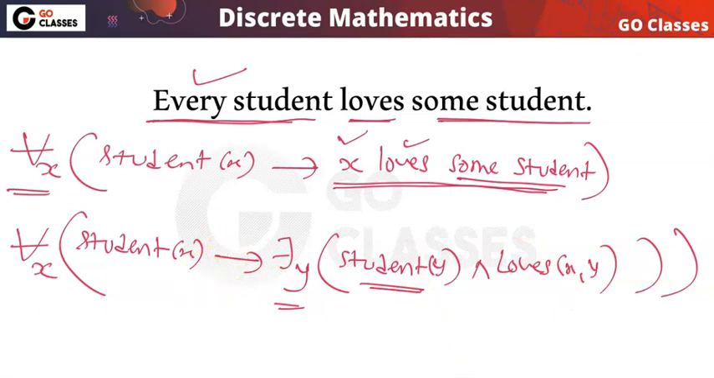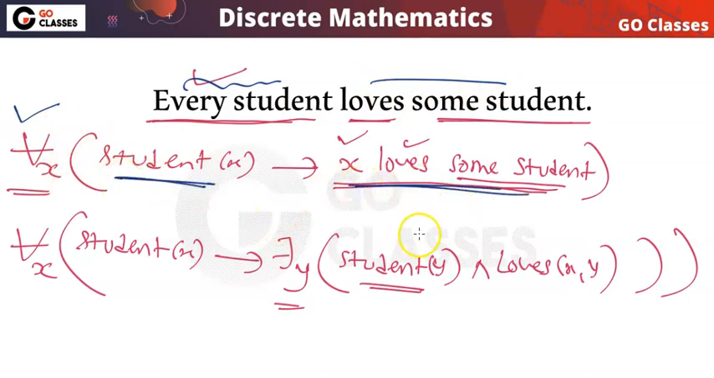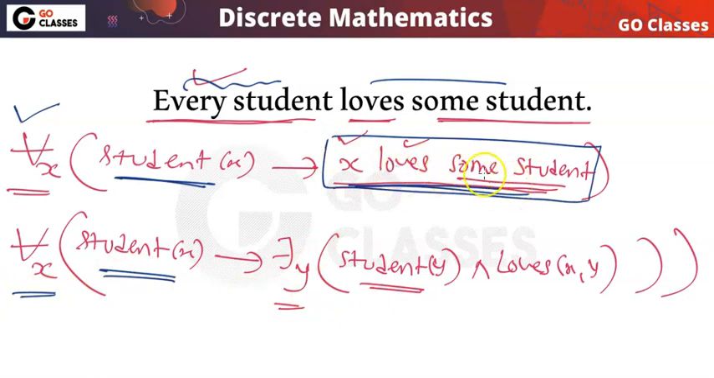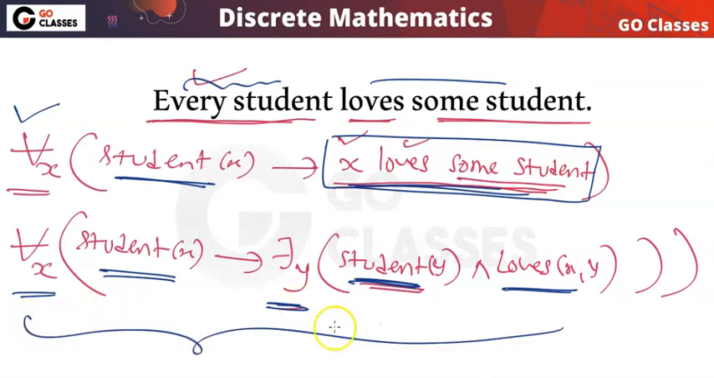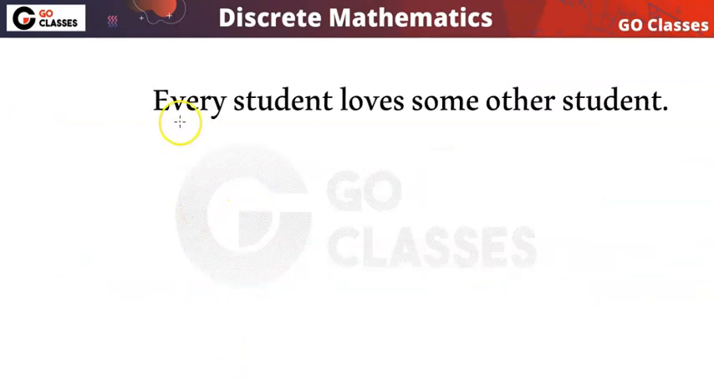Now you can see it is very easy. Step by step you can notice, every student loves some student. It means for all X, if X is a student, then X loves some student. Okay, so this is simple. Now look at this statement. X loves some student, so there exists Y who is a student and X loves Y. Okay, so this is the point. Correct? Okay, let's see the next example.